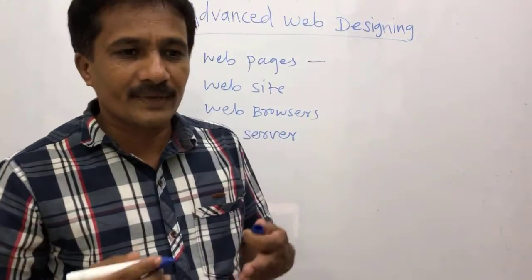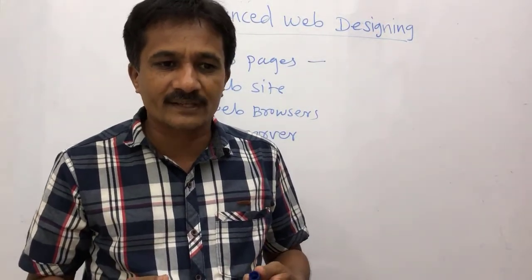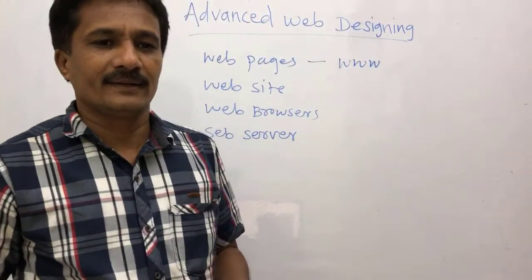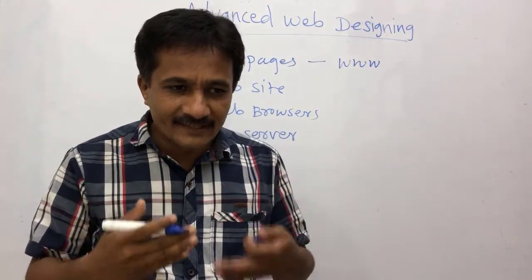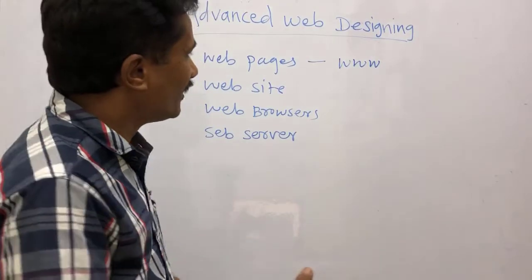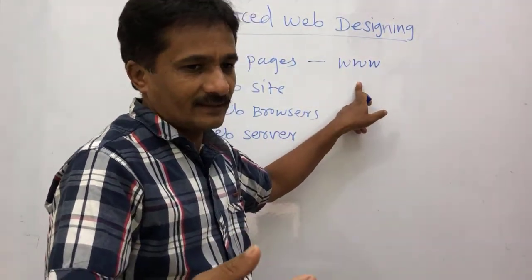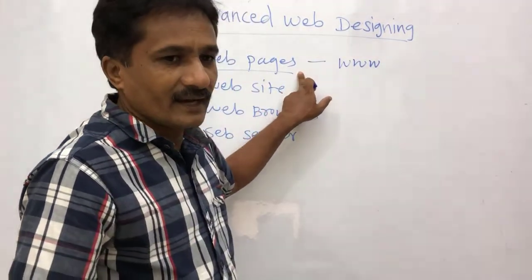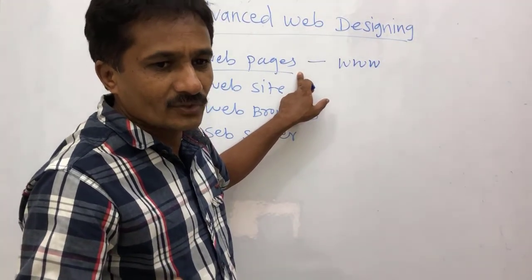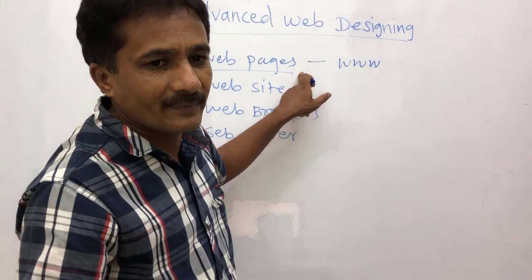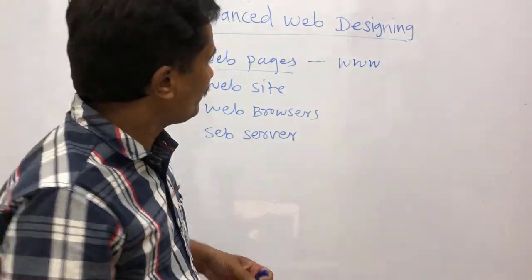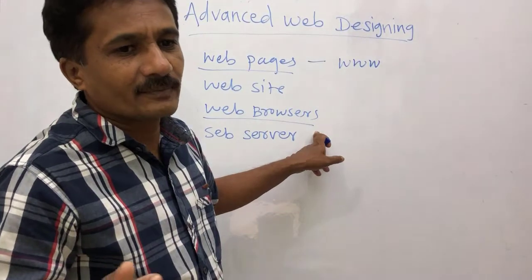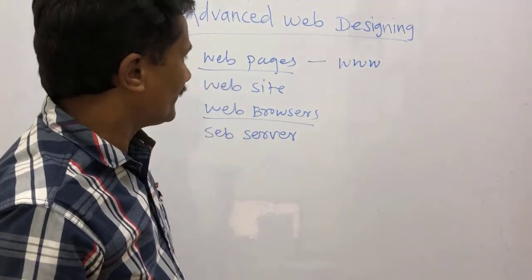What is a web page? A web page or web document is a document or information resource on the www, that is World Wide Web, and these pages can be accessed through web browsers and displayed on a monitor or on screen. This is called a web page.